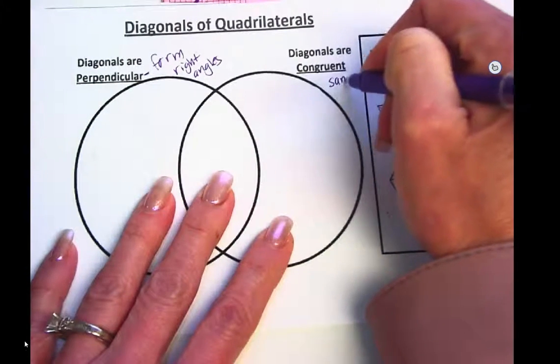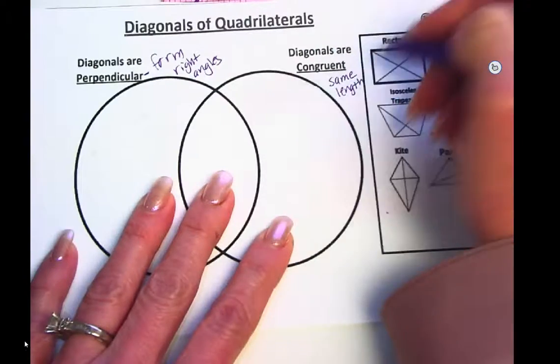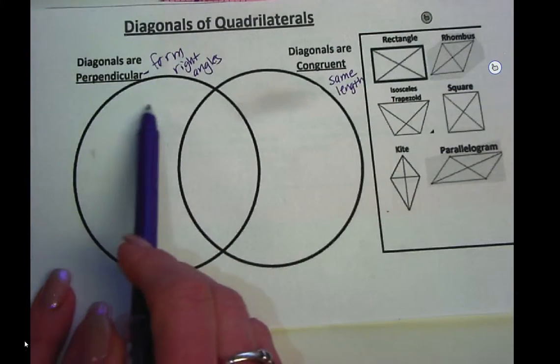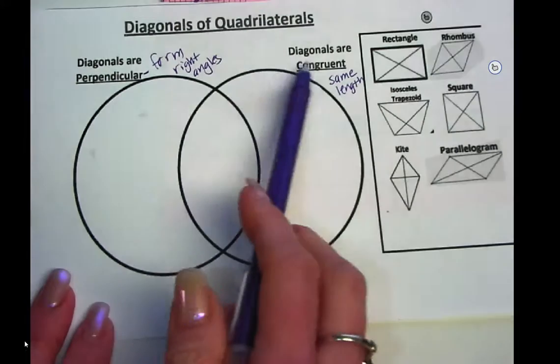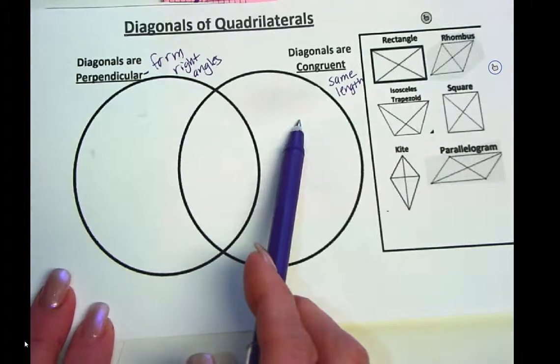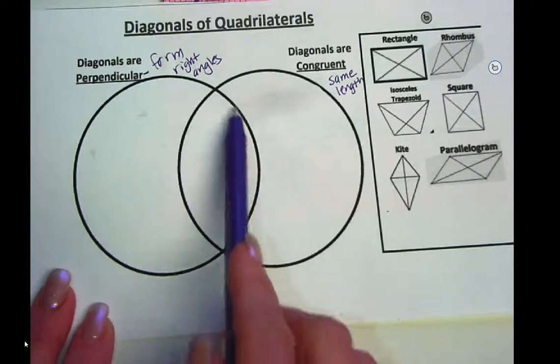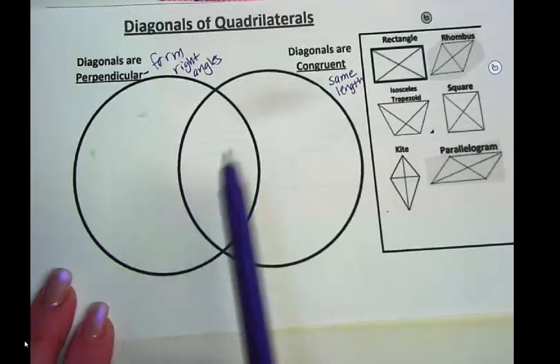Same what? Same size or same length. So you're looking for, over here, you're going to put the shapes that just form right angles but aren't congruent. Over here, you're going to put the ones that the diagonals are congruent but not necessarily form right angles. And then the shapes that do both go in here in the middle because they have that in common.